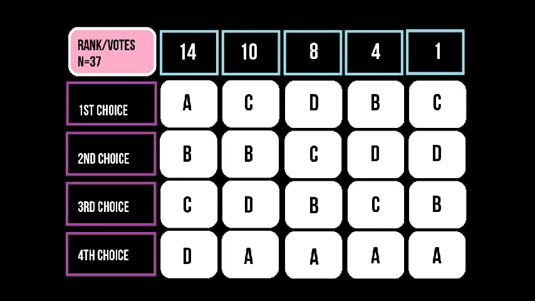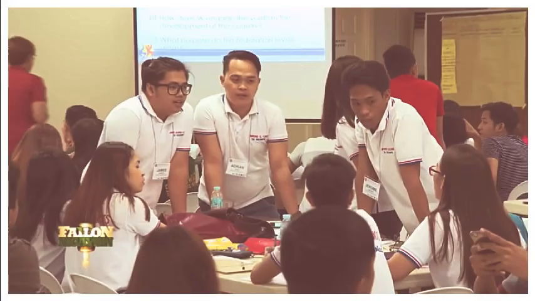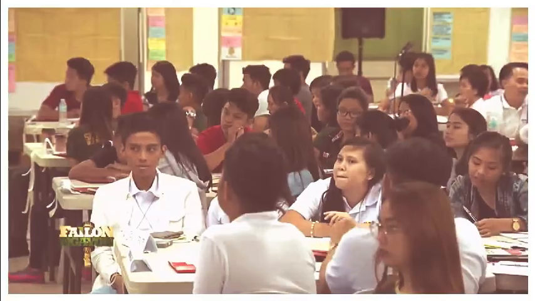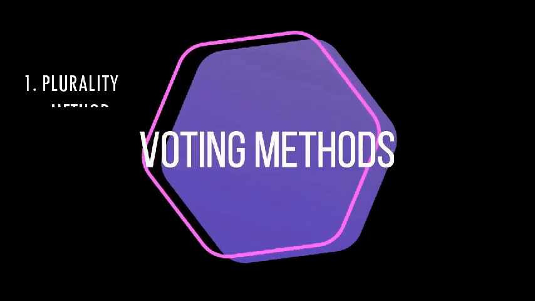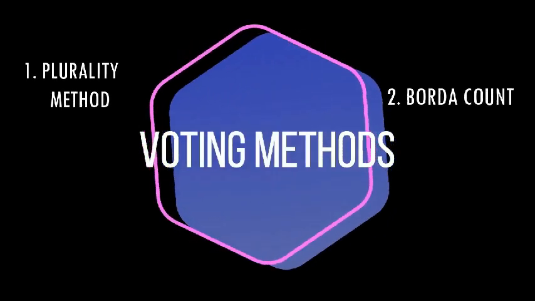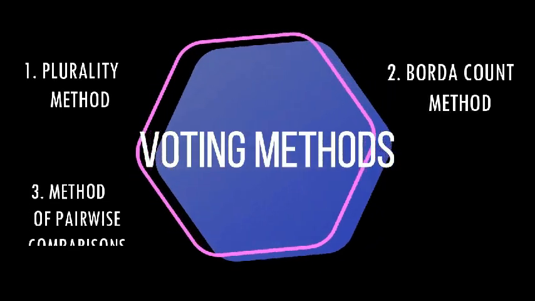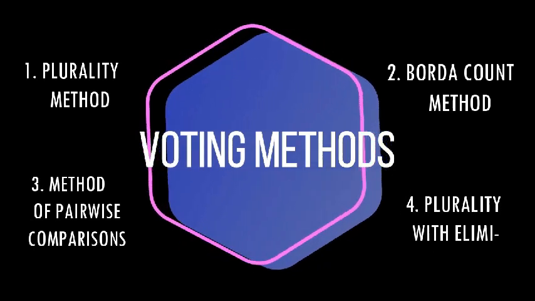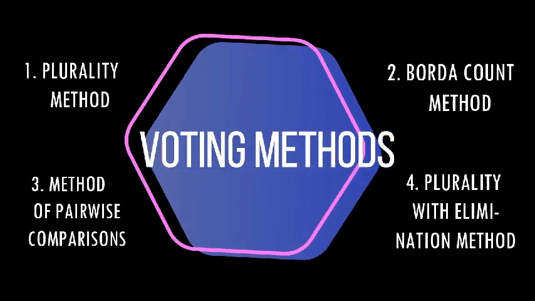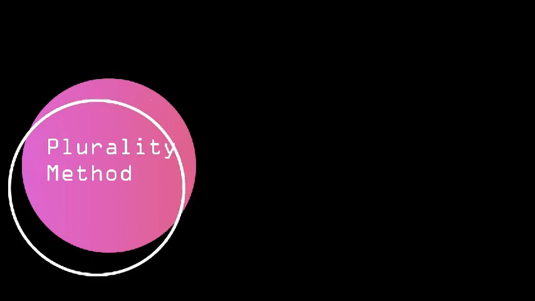Using this table, we can now introduce the 4 different voting methods and use them to arrive at our elected barangay leader. The voting methods include the plurality method, Borda count method, method of pairwise comparisons, and plurality with elimination method. Now let's start off with the plurality method, or what we also know as pataasan.